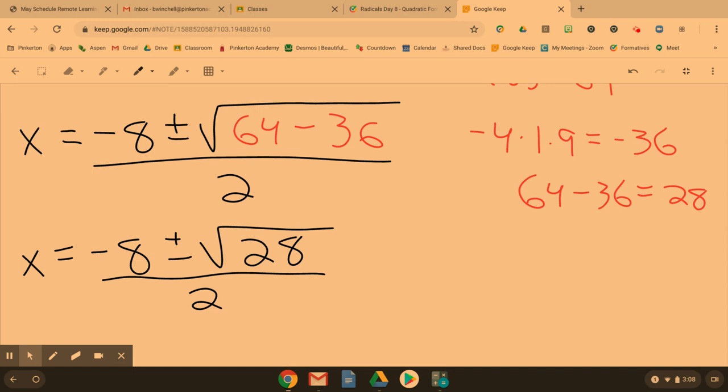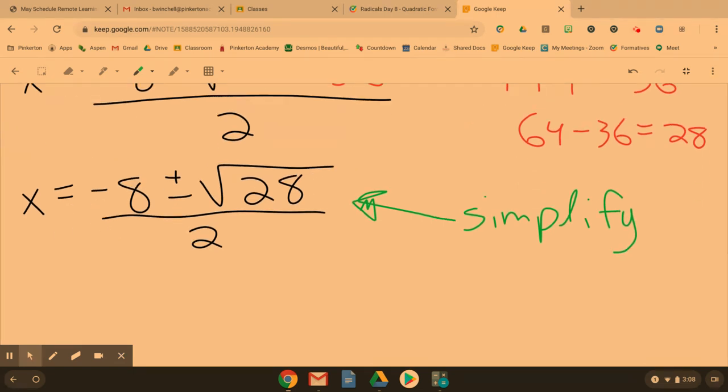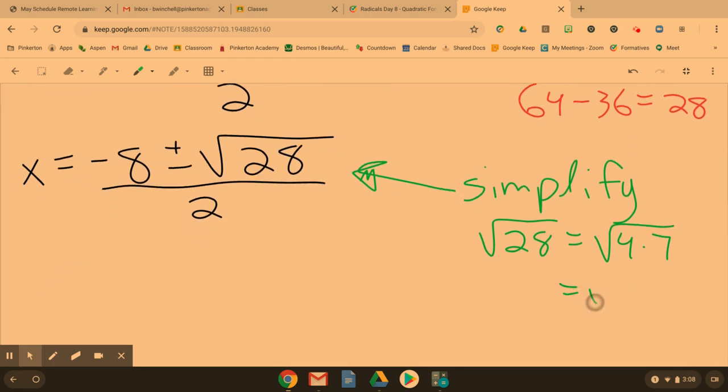So radical 28 needs to be simplified. That's my last step there, is I need to simplify radical 28. Now, how do I know that 28 can be simplified? Well, it has a perfect square root. Radical 28, I know, can be rewritten as radical 4 times 7. And radical 4 is a perfect square radical. So that's radical 4 times radical 7. So that means that simplifies to 2 radical 7.